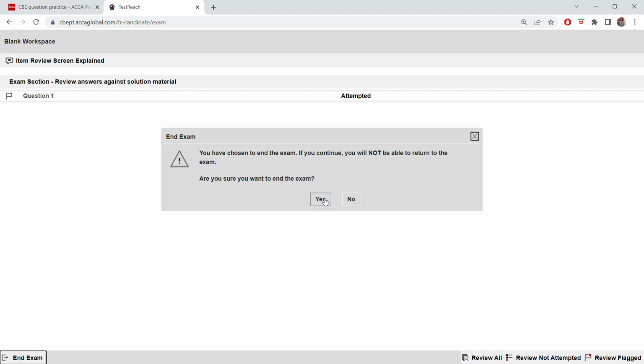I mean, while you are practicing, not in your live exam, come on. But here you cannot mark because this is a blank workspace. This is only used for you to write your answer. You don't have a question. For past paper questions, you can do that. But no, we don't want to end the exam.